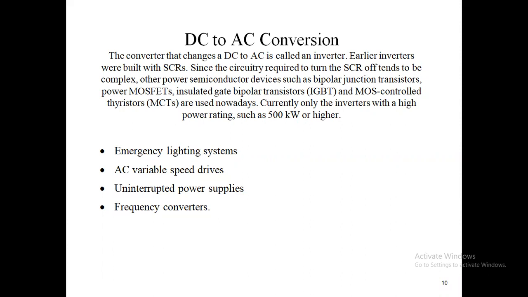into the AC. If you look for the application of that DC to AC conversion, then you will find emergency lighting systems like UPS. You will be using the DC to AC variable speed drive. You will be using the DC to AC, and this UPS is written over here, and the frequency converter is also categorized under the DC to AC conversion.